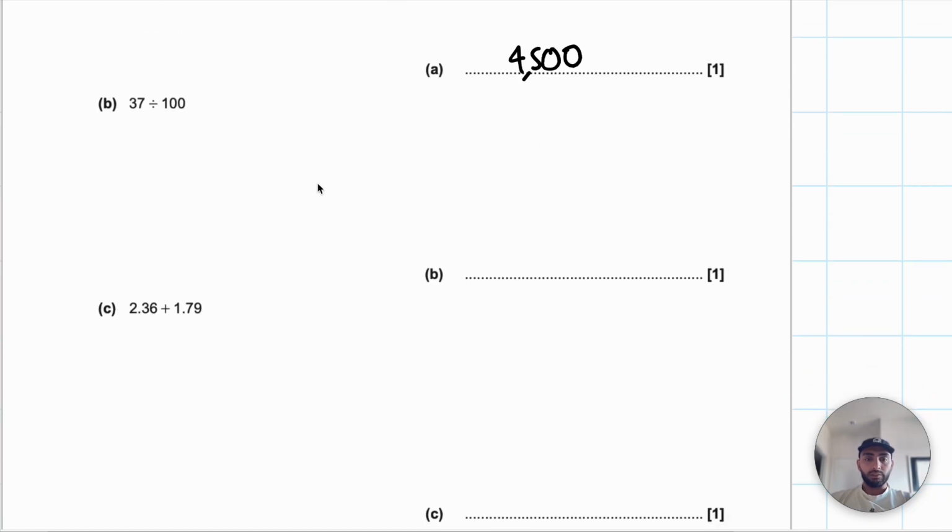Part B, 37 divided by 100. The decimal point is at the end here, and we need to move it back 2 places because there's 2 zeros here. So it's going to move before the 3. So the answer would be 0.37.